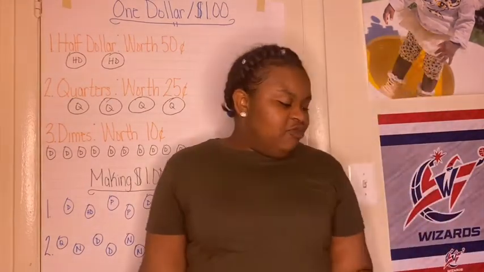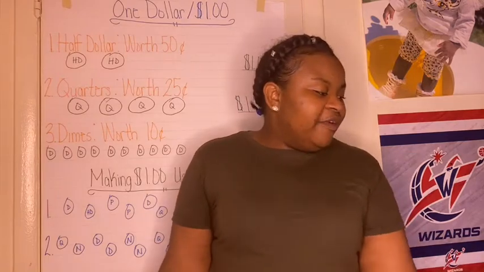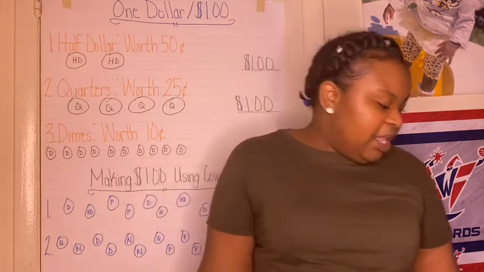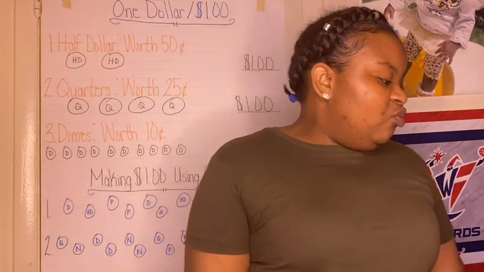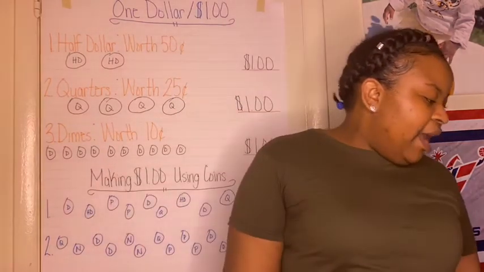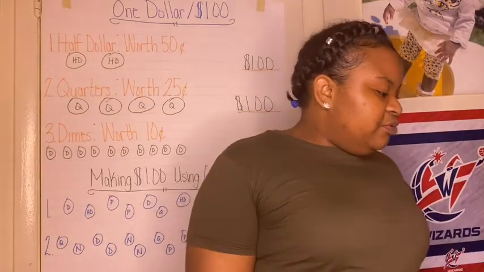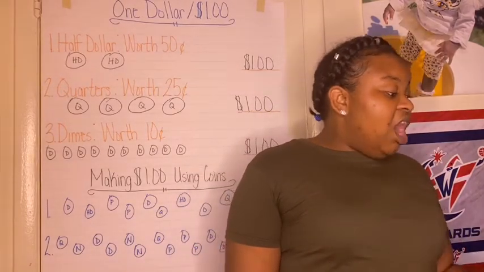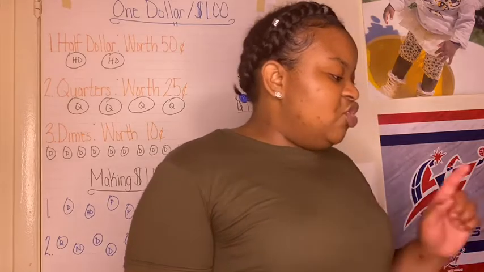All right, now let's move on. Flip your page over and let's go to page 270. This one says independent practice. So for independent practice, it wants you to circle coins to make $1. Cross out the coins you do not use.